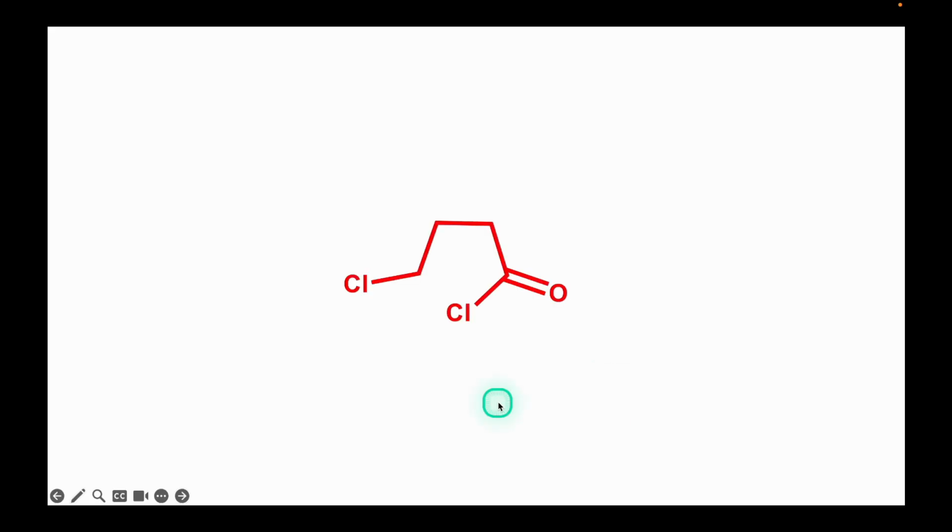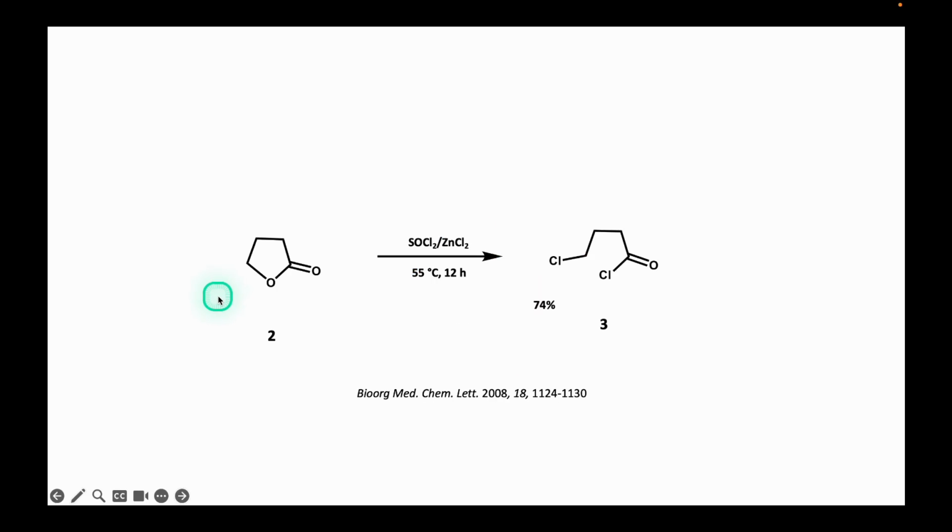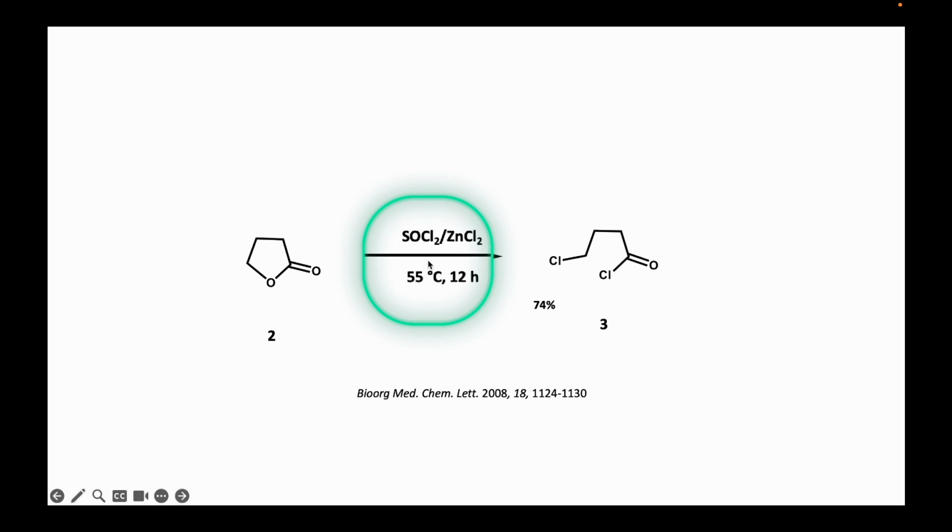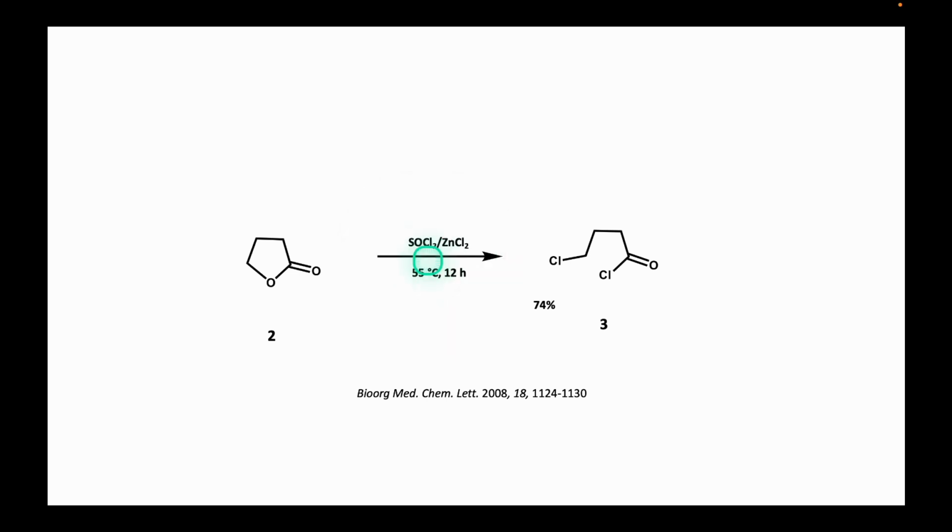Preparation of chlorobutanoyl chloride. The gamma-lactone 2, when subjected to treatment with thionyl chloride, in the presence of zinc chloride, which acts as a Lewis acid catalyst, undergoes ring opening and subsequently yields chlorobutanoyl chloride 3.